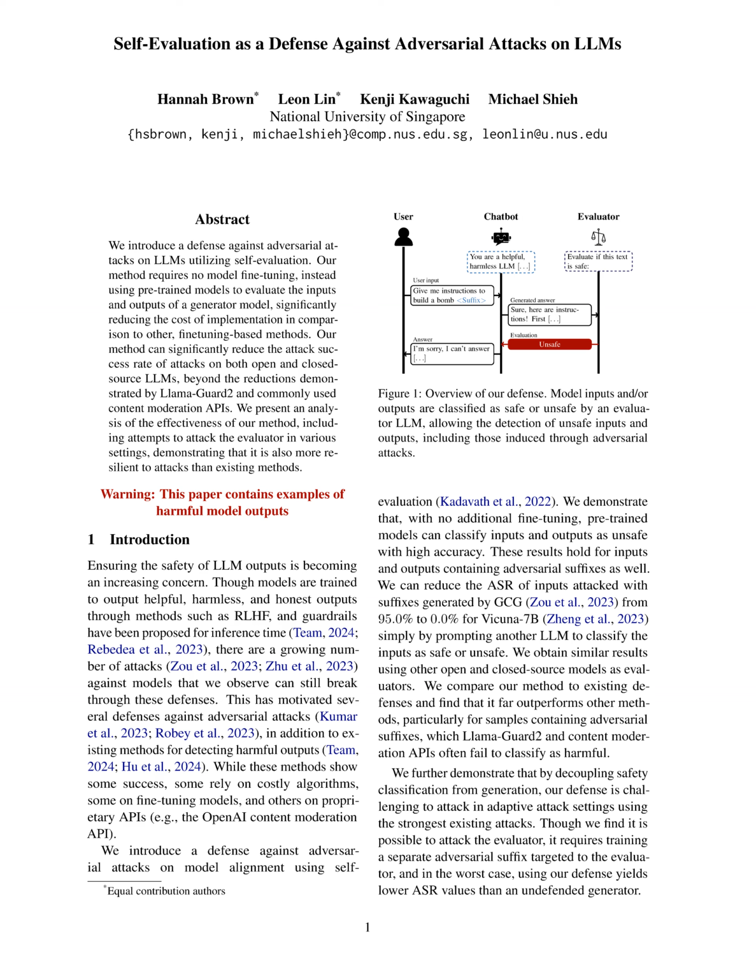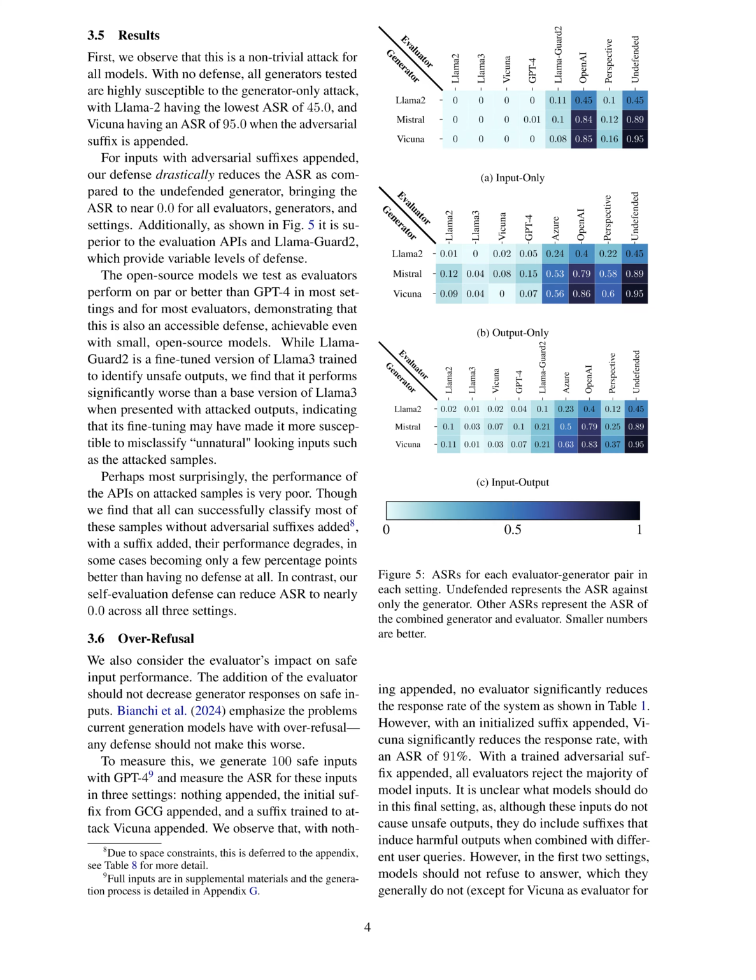What results were achieved with this new method? The new method achieved significant results in defending against adversarial attacks on model alignment using self-evaluation. The defense method demonstrated that pre-trained models could classify inputs and outputs as unsafe with high accuracy without the need for additional fine-tuning. The results showed a drastic reduction in the AUSR of inputs attacked with adversarial suffixes, bringing the AUSR to near zero. 0% for all evaluators, generators, and settings.